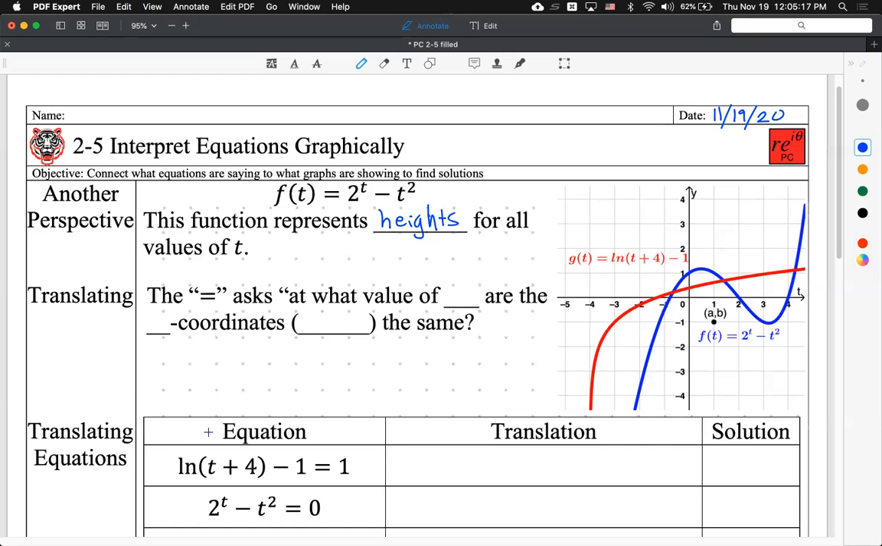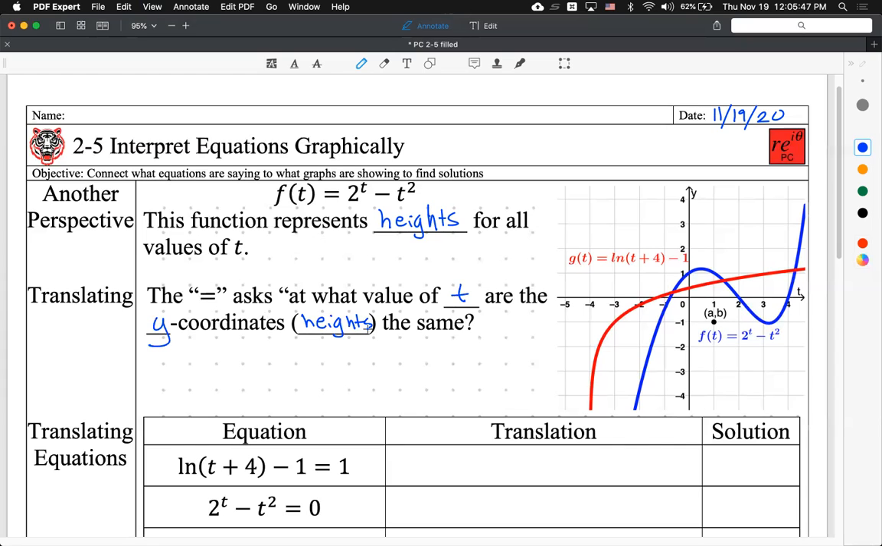So when I'm asking you questions down here, the equal sign, equals 0, equals 1, equals something, is really asking you a question. The question is, at what value of t, or whatever your input variable is, it might be x, at what value of t for our lesson today are the y coordinates the same? Or are the heights the same?